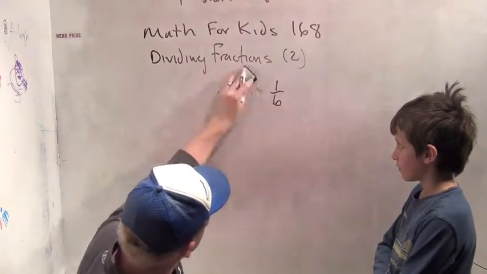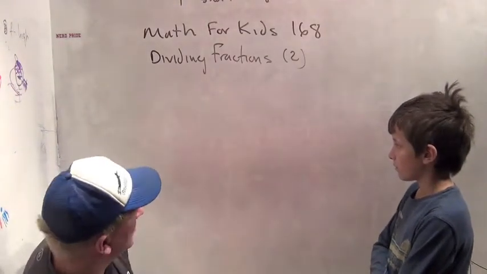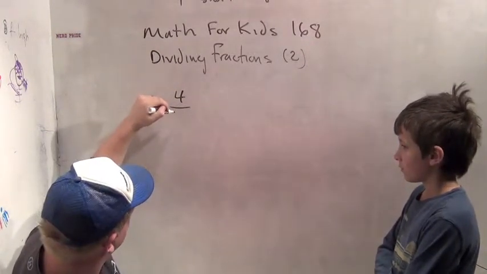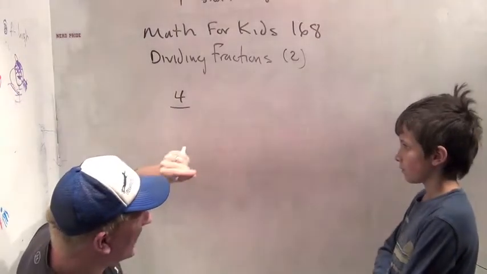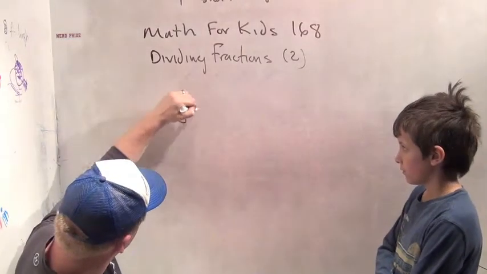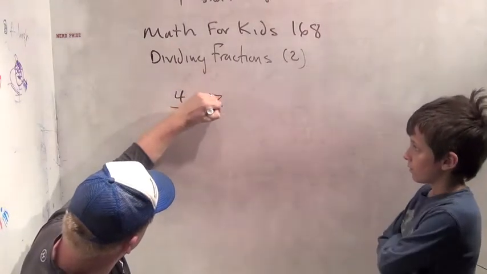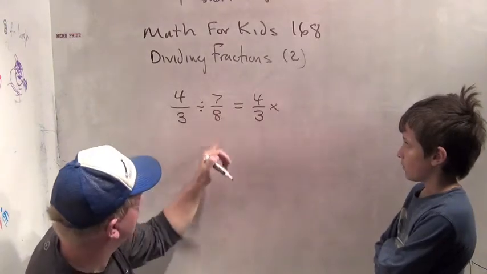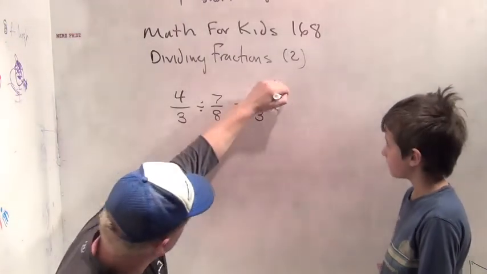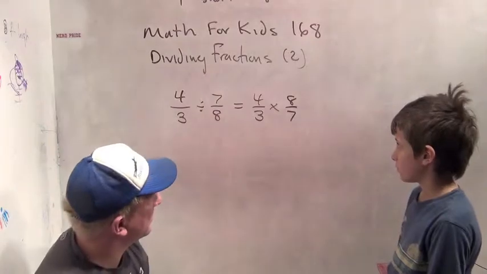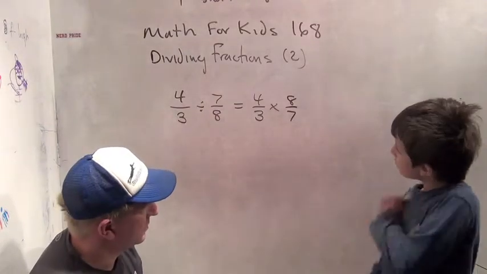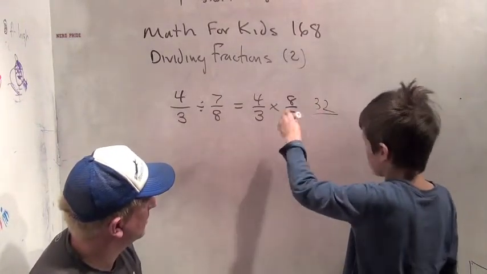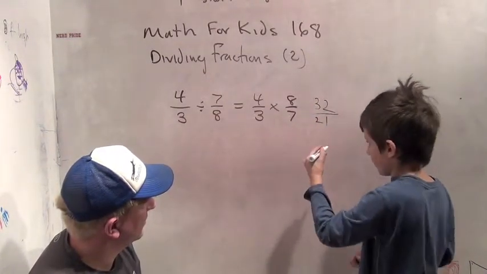But for fractions, the reciprocal is a little different. Well, sorry, not a little different. For fractions, the reciprocal is just a tiny bit more complicated. 4/3 divided by 7/8 means 4/3 times, what's the reciprocal of 7/8? 8/7. And what is 4/3 times 8/7 equal to? It's 32 over 21.